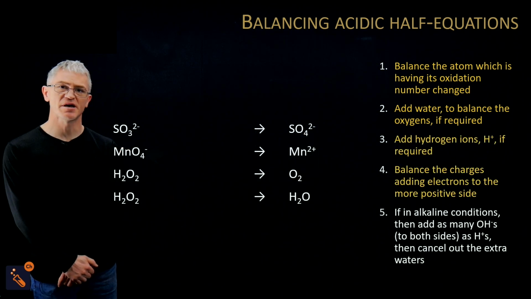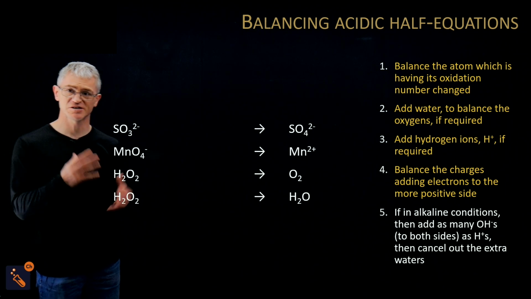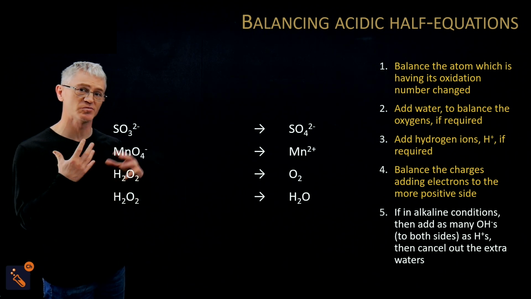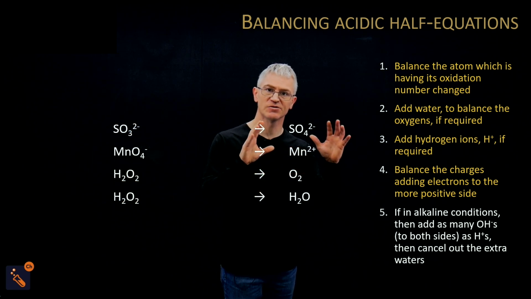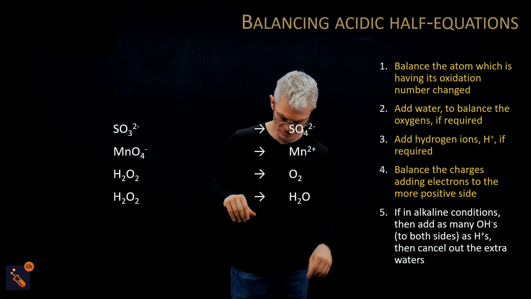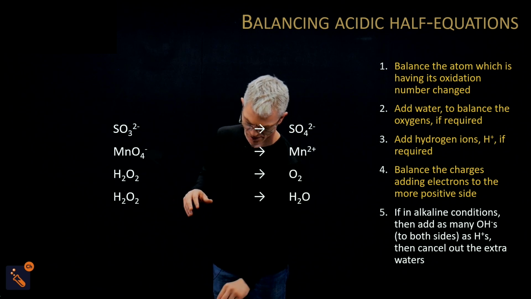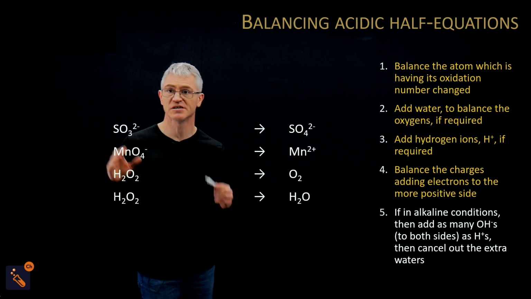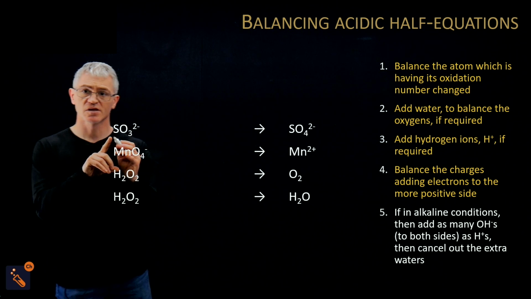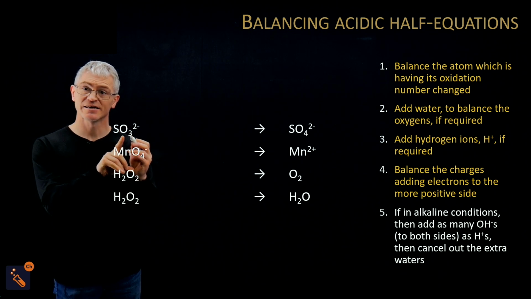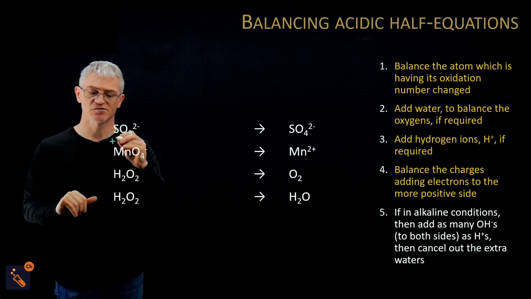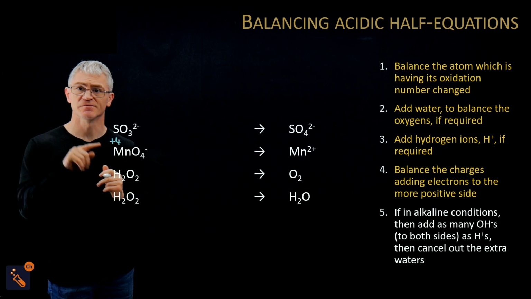So balancing acidic half equations, okay, we're just going to do a few of them, and we're going to do them a bit more quickly now because we did them slowly before. So basically when you look at this, you've got to follow this totally, and that's all we're going to do. Okay, and all we're going to do is write straight away. So SO3 2-, 3 times -2 is -6. That means we've got plus 4, which means basically we have got a +4 here.